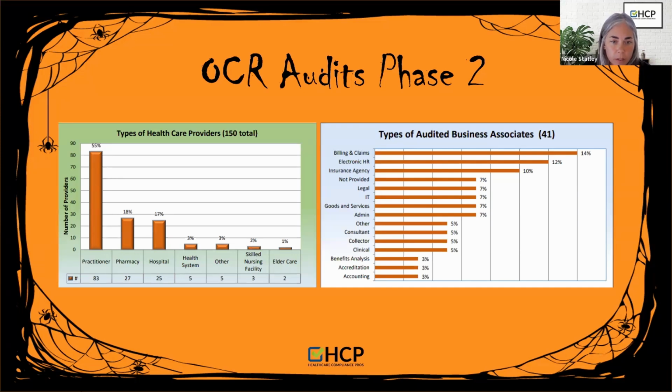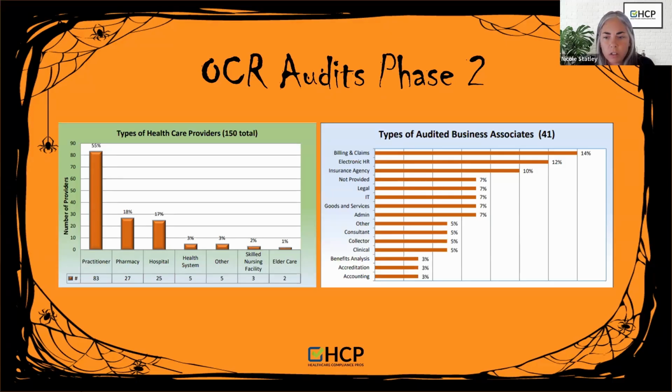And then on the business associate side, it's billing and claims. So RCM, actual EHR, so electronic health records. And then you see as the numbers dwindle down, at least on the business associate side, it might be people that are handling PHI, but maybe not as much as, say, a billing and claims company.